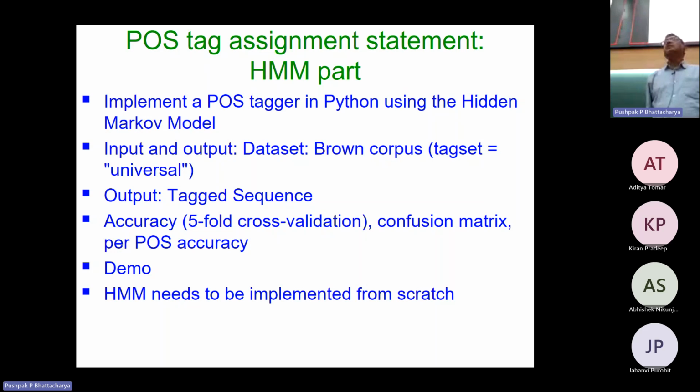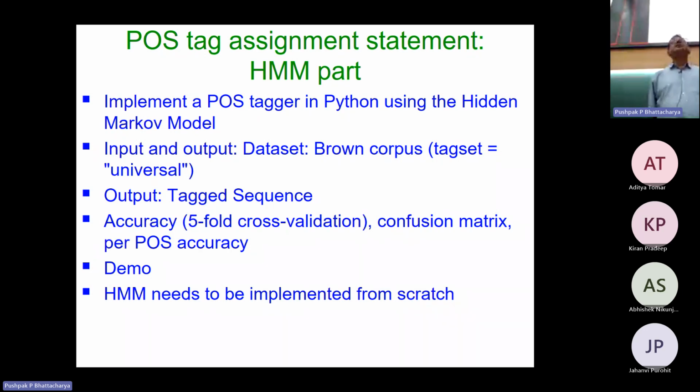And you have to give accuracy statement, the performance figures. It should be 5-fold cross validation. That means you should divide the data given to you into 5 parts. 4 parts are used for training, and the remaining part will be used for testing.